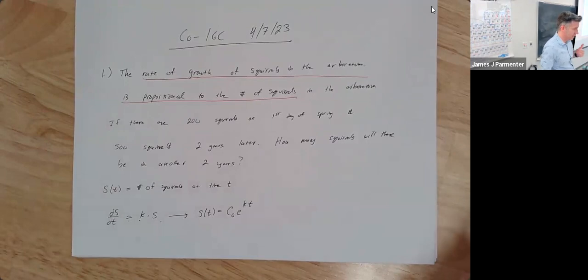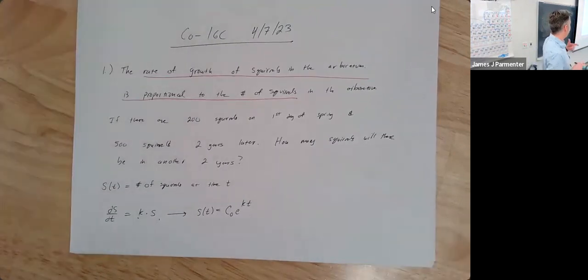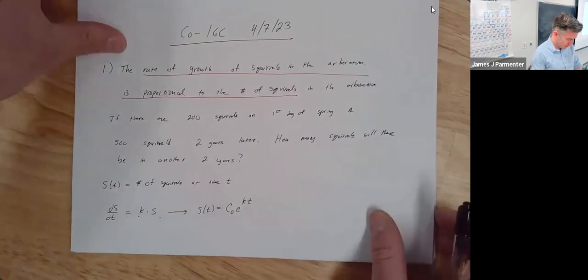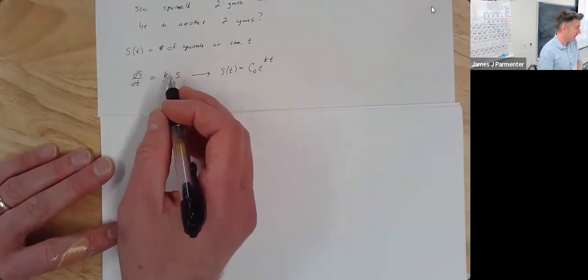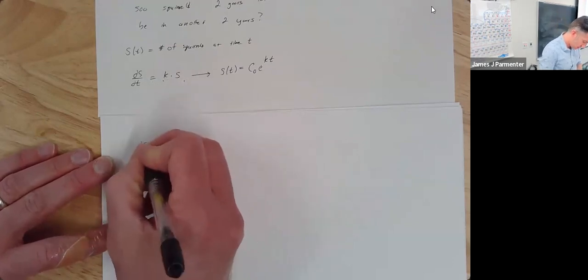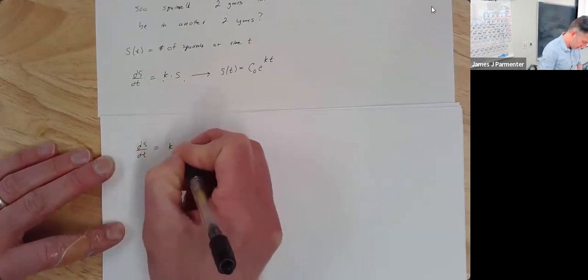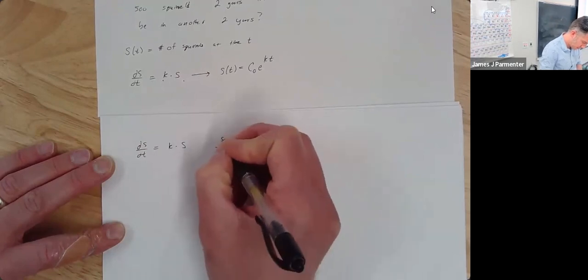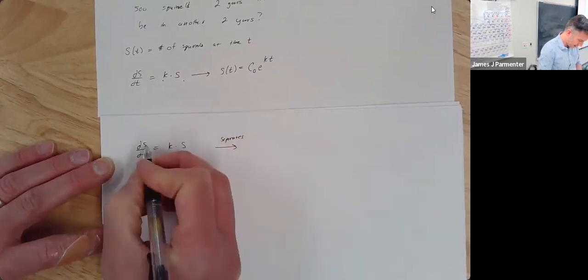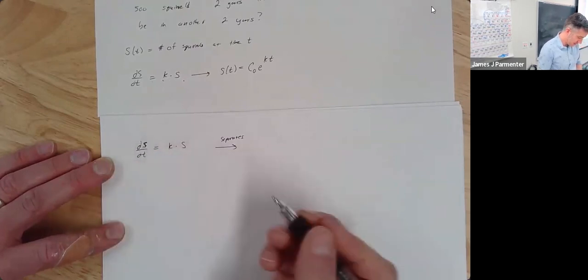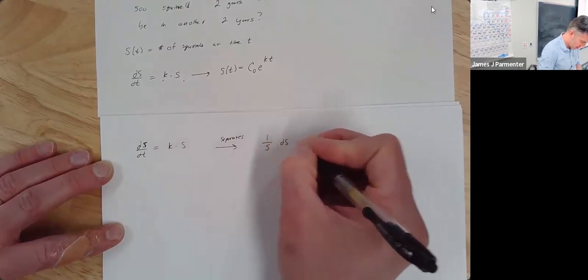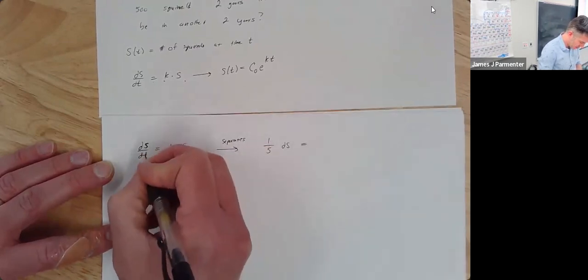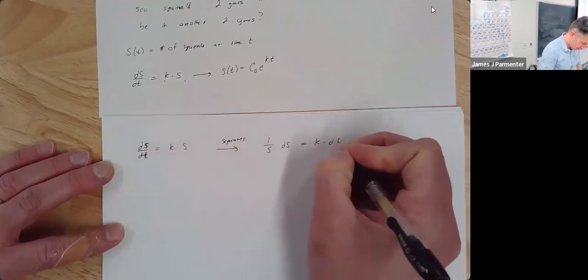We did this one last class, but we can do it again. So again, you don't want to do this every time because it's just the same work every time, but it is good to see it the first couple of times. So if we're going to solve ds dt equal to k times s, I'm going to separate variables. We're going to bring all the s's to the left and all the t's to the right. So I'm going to divide both sides by s. I'm going to get 1 over s ds. I'm going to multiply both sides by dt and make k times dt.